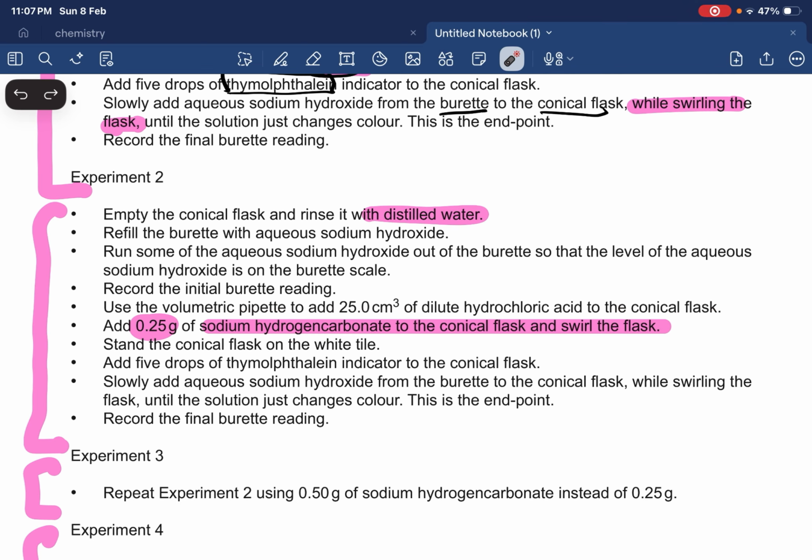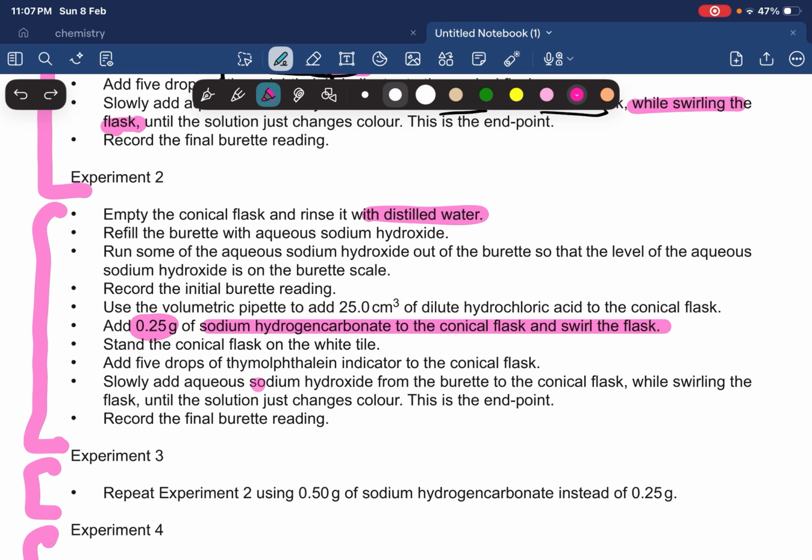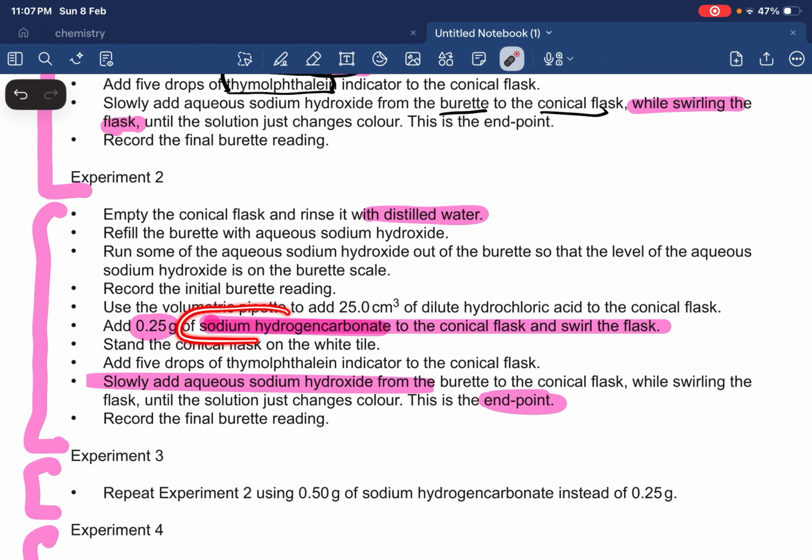Because we've got to do something else, okay? Now you will find out. Slowly add aqueous sodium hydroxide from the burette. You added the base to the acid first, which means some of the acid will be neutralized by this base, so now it will require less volume of sodium hydroxide. Everything should be on your fingertips, okay? From the burette to the conical flask, swirling the flask until the solution changes color. This endpoint is going to be at much less volume of sodium hydroxide. Why? Because some acid has already been neutralized by the sodium hydrogen carbonate.